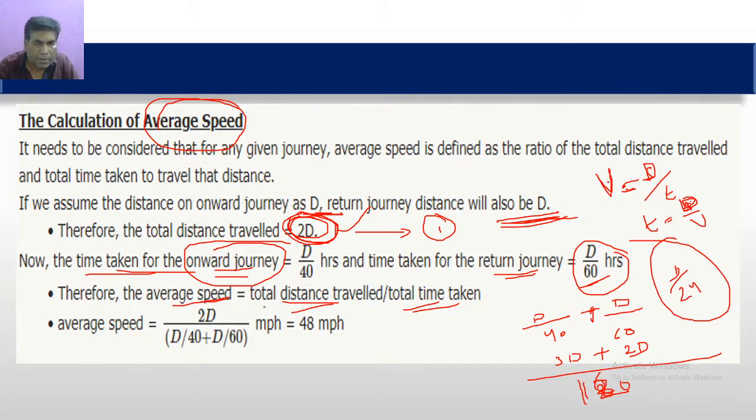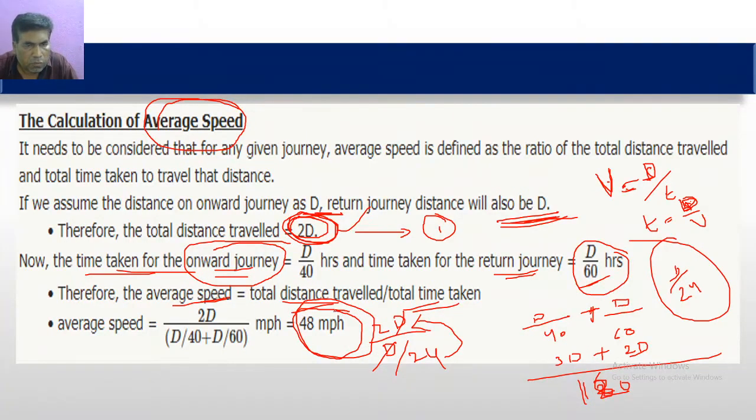So we can write here 2d by d by 24. The d and d will get cancelled. This 24 will go to the numerator. 24 2s are 48. So what is the correct answer? 48 miles per hour.